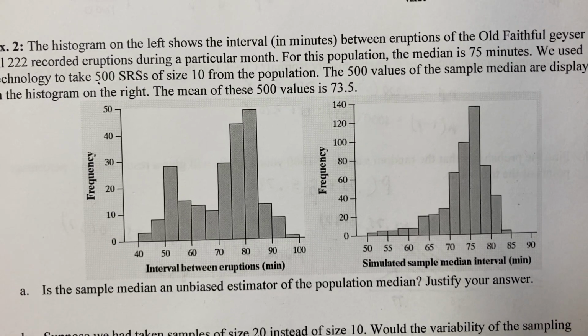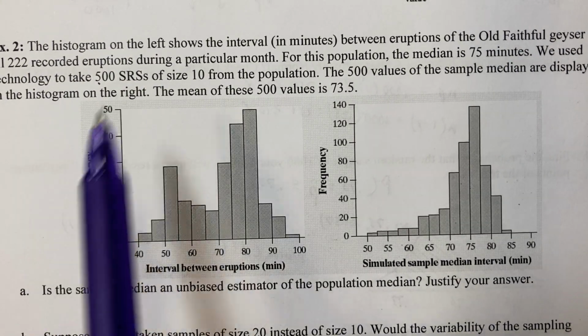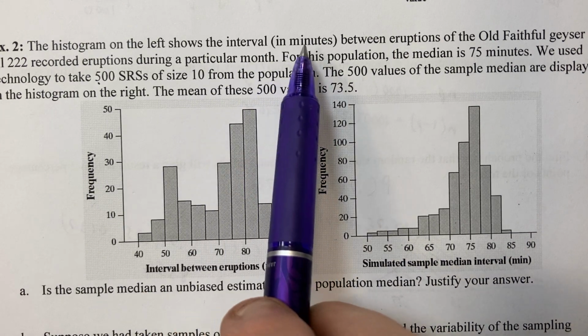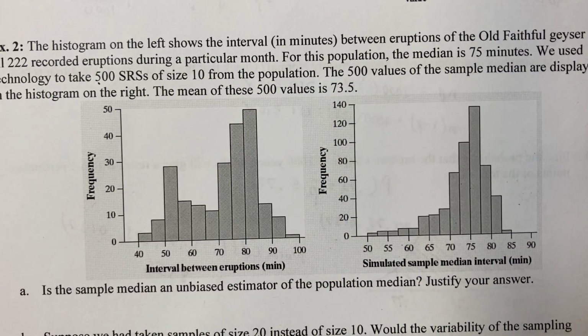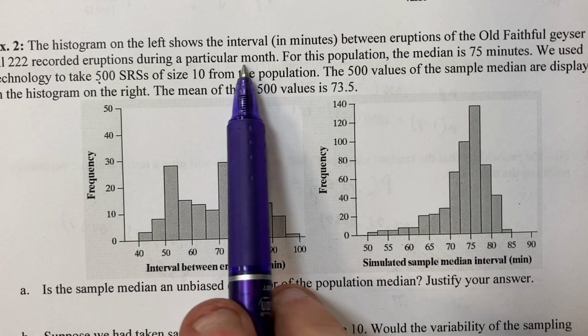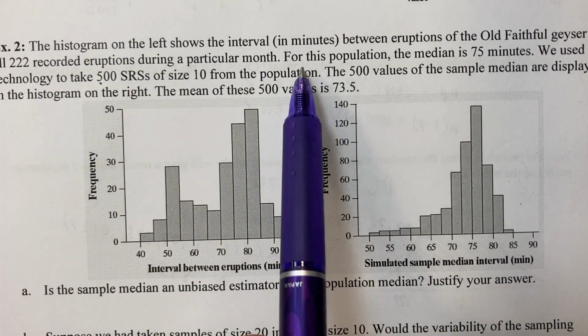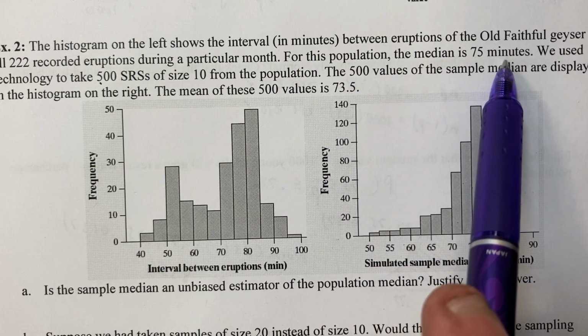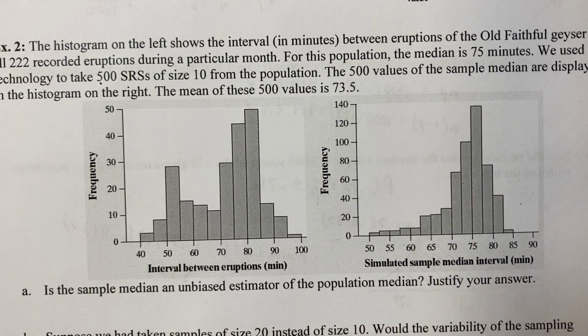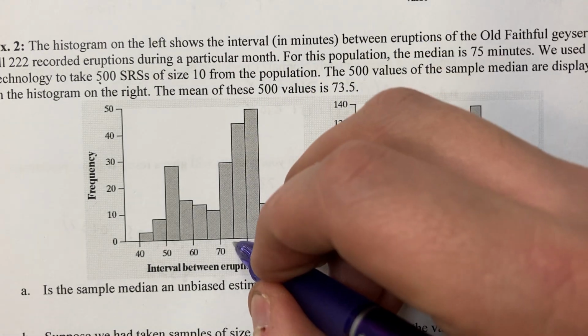All right, last little example here. The histogram on the left shows the interval in minutes between eruptions of Old Faithful Geyser for all 222 recorded eruptions during a particular month. 222 in a month. All right, for this population, the median is 75 minutes. So on my graph, that would be right here.